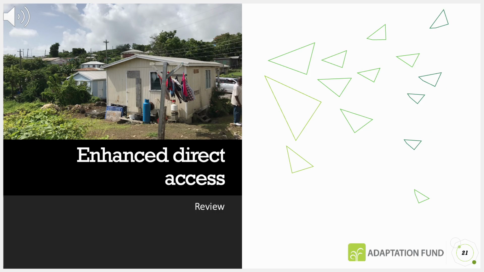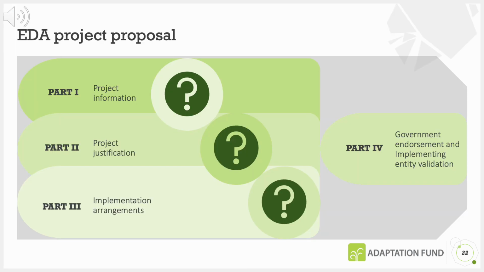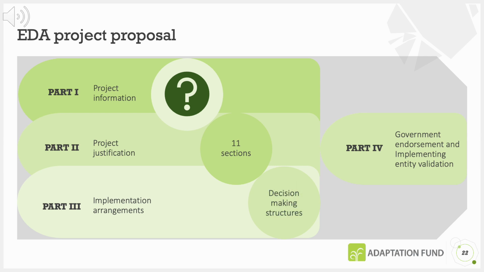Let's review the EDA proposal learning in this training. In the EDA proposal template, which part has the most sections? It's part 2 with 11 sections. Where would you put a decision-making chart showing the stakeholders involved? Part 3 contains a decision-making chart.